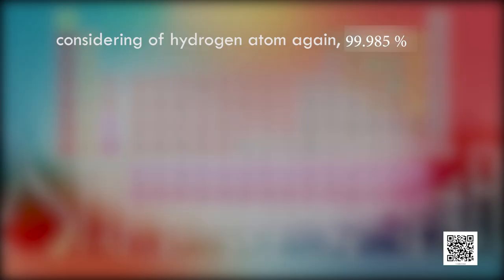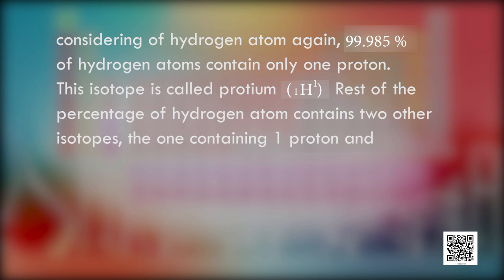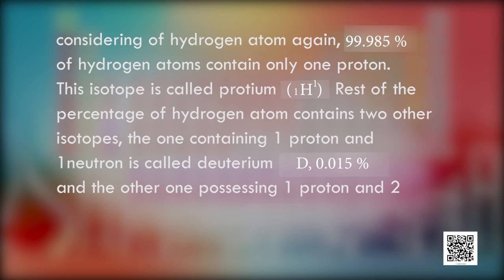On the other hand, atoms with identical atomic number but different mass number are known as isotopes. In other words, the difference between the isotopes is due to the presence of different number of neutrons in the nucleus. For example, considering hydrogen atom, 99.985% of hydrogen atoms contain only one proton. This isotope is called protium or 1H1. The rest of the hydrogen atoms contain two other isotopes. The one containing one proton and one neutron is called deuterium, that is 2D1, and its percentage is 0.015%, and the other one possessing one proton and two neutrons is called tritium, 3T1.